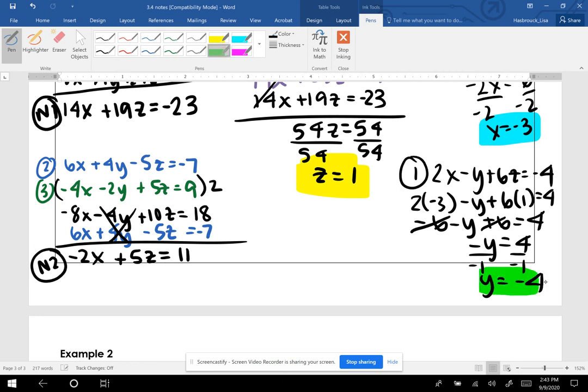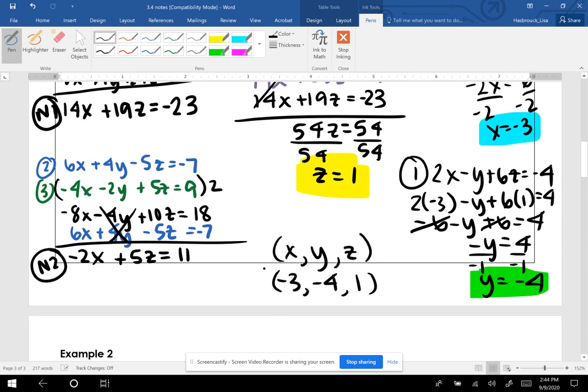Now that I have all three variables, I can write my final ordered triple. Remember, we write it as x comma y comma z. So it will be negative 3, negative 4, and 1. And that is our final answer.